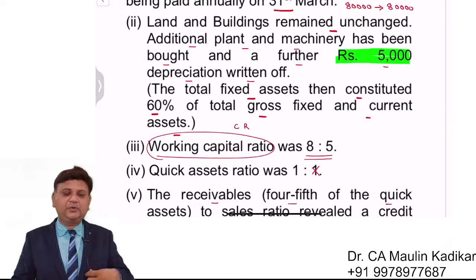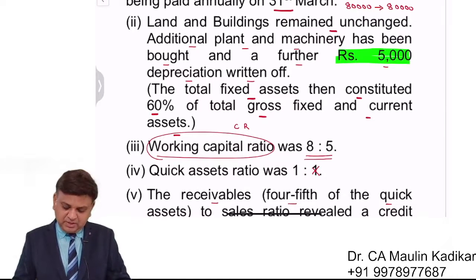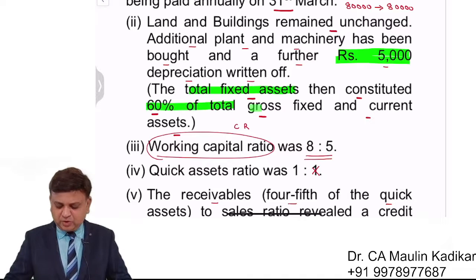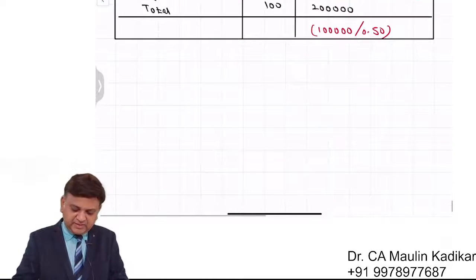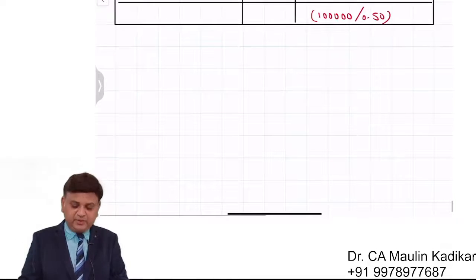Now reading this component, second adjustment. The question is providing the information that total fixed asset constituted 60% of the gross fixed and the current assets. So we can say something like this. Everybody is requested to pay attention.